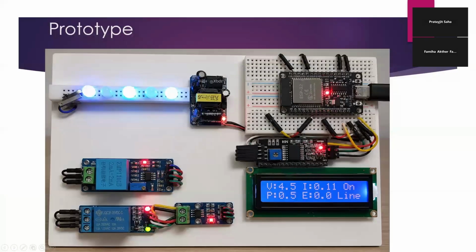Now I will explain the limitations of our project. The first limitation is that this system is designed for low voltage DC load testing only. The second limitation is that voltage is fixed in the code, so variable voltage measurement is not included in this prototype.